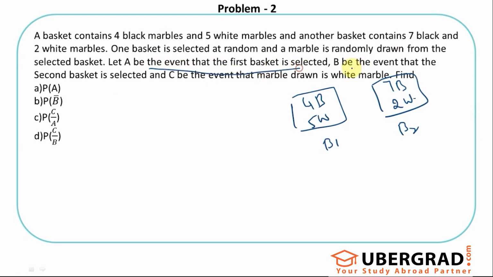A is the event first basket is selected, B is the event second basket is selected, and C be the event that marble drawn is white. Find the probability of A. See, what is the probability of event A happening? That's basically probability of selecting the first basket. It's very simple.